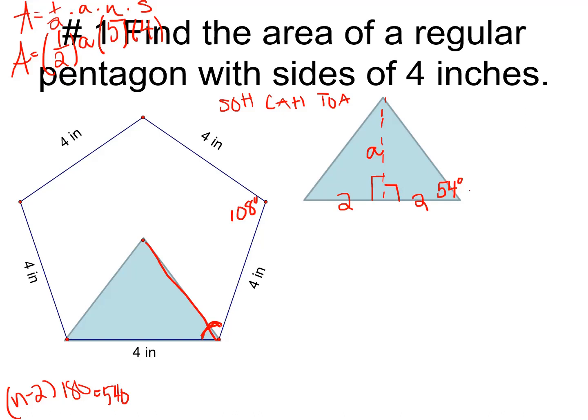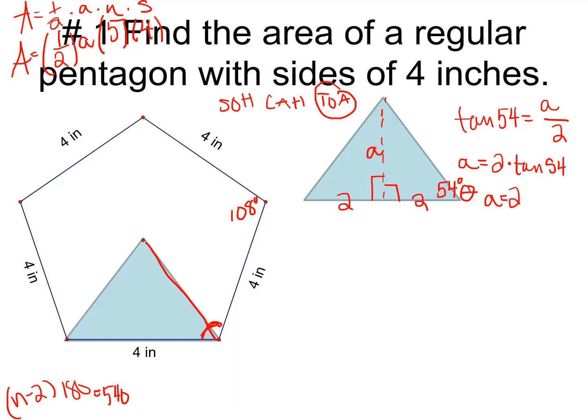From this reference angle of 54 degrees, we have an opposite side and an adjacent side. That means we're going to be using the tangent function. So tangent of 54 degrees is equal to little a, the apothem, over the side length of 2. To solve for the apothem, we take 2 times tangent of 54. Let me punch that into my calculator: 2.7528. So that is the apothem.